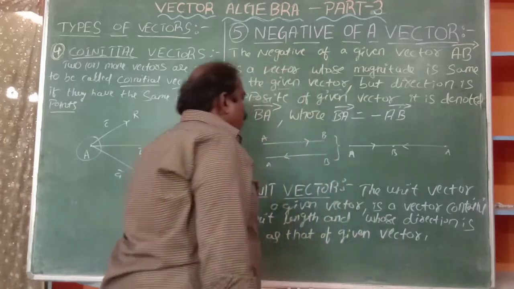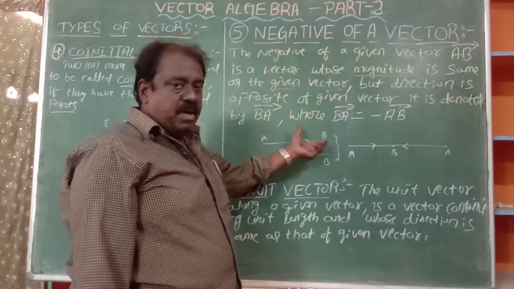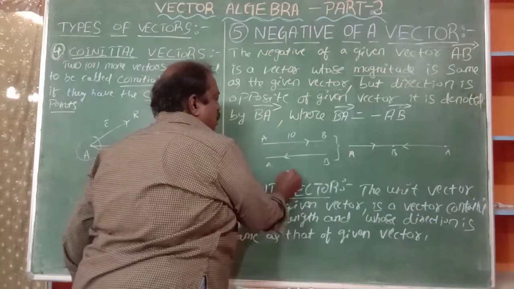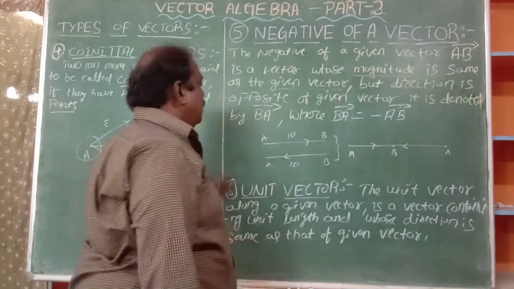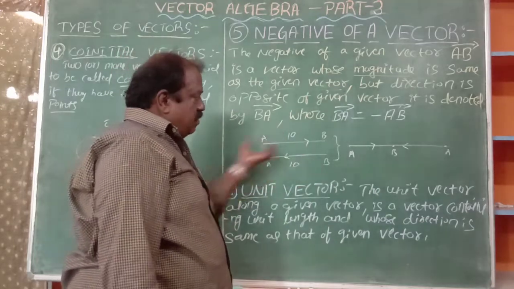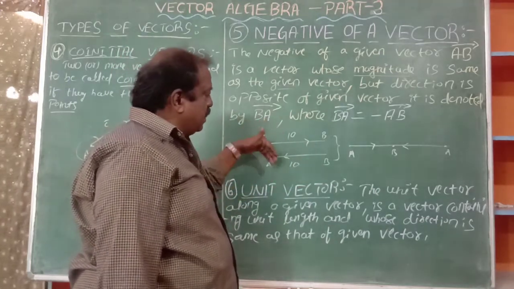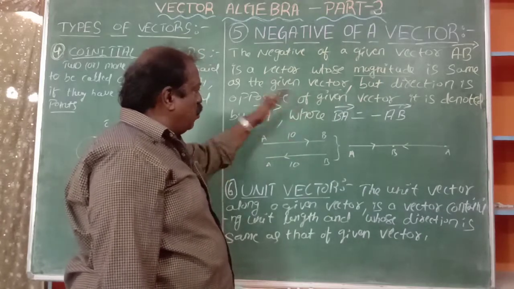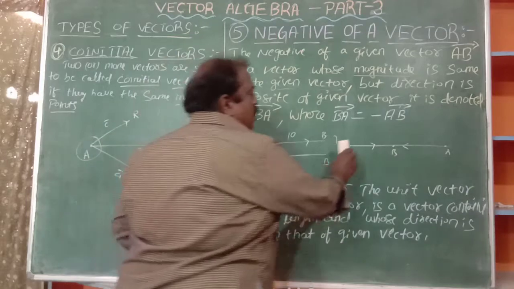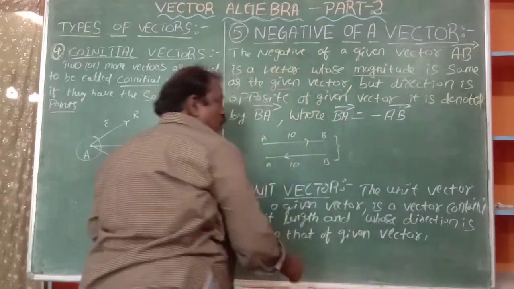Or clearly, you take this one. AB bar is there. For that, suppose it is 10 units. It is also 10 units in length. It is A to B, but it is B to A. Reverse, opposite direction, not the same direction, 180 degrees. Okay, now here also 180. You may get confused. You leave that.